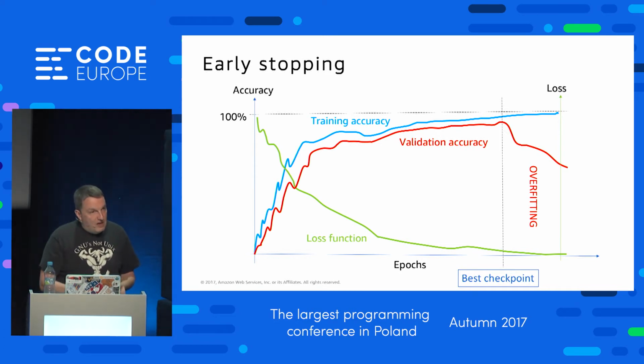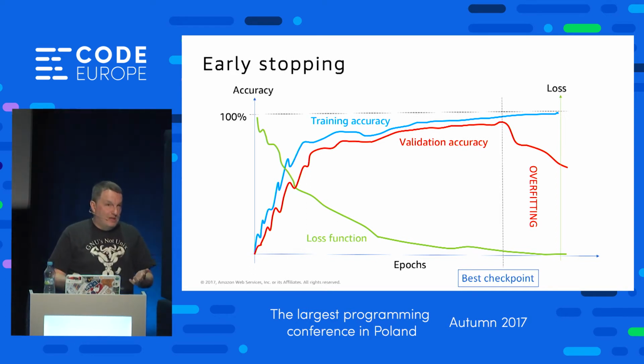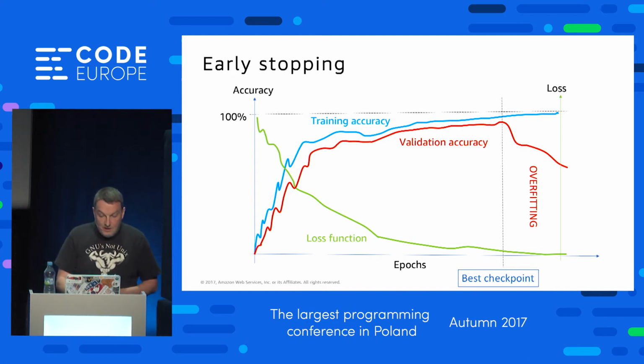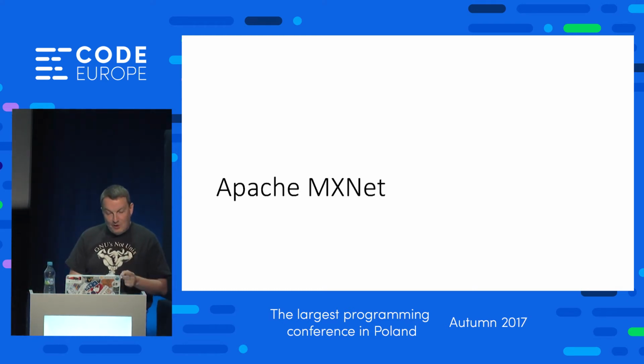So that's why you need to save your model, and you need to keep all the checkpoints to go back once training is complete and say, okay, this is the best one, right? Make sense? All right, that's all you need to know about deep learning, right? See, that was easier, faster, and cheaper than a PhD. So let's talk about MXNet now.